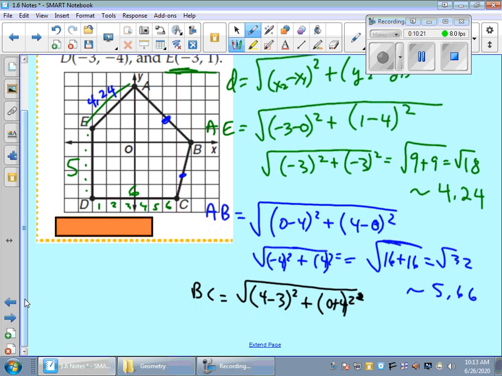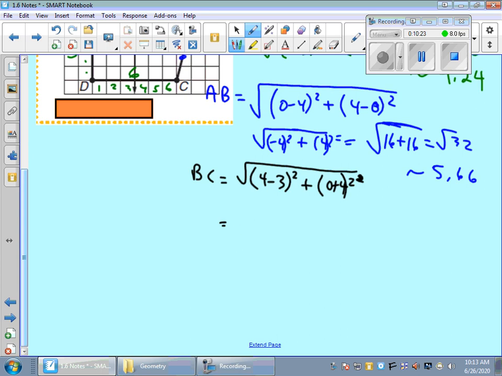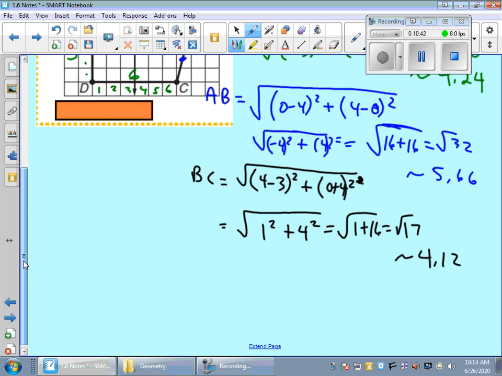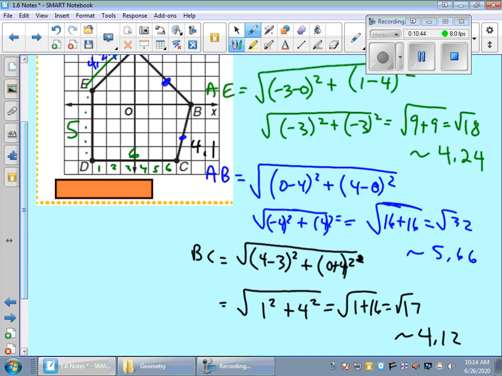So in this example right here, 4 minus 3, 1 squared, and 4 squared. So we have square root of 1 plus 16, so that is the square root of 17, and that is about 4.12. So let's write that one in. So we have 4.12 here, 5.66 here. You add up all of those, and we end up with a perimeter of about 25.02.